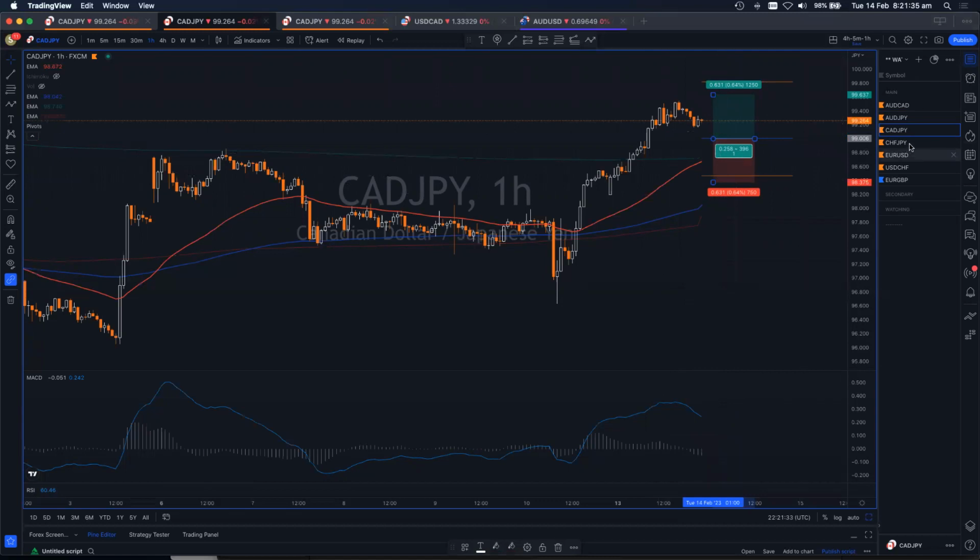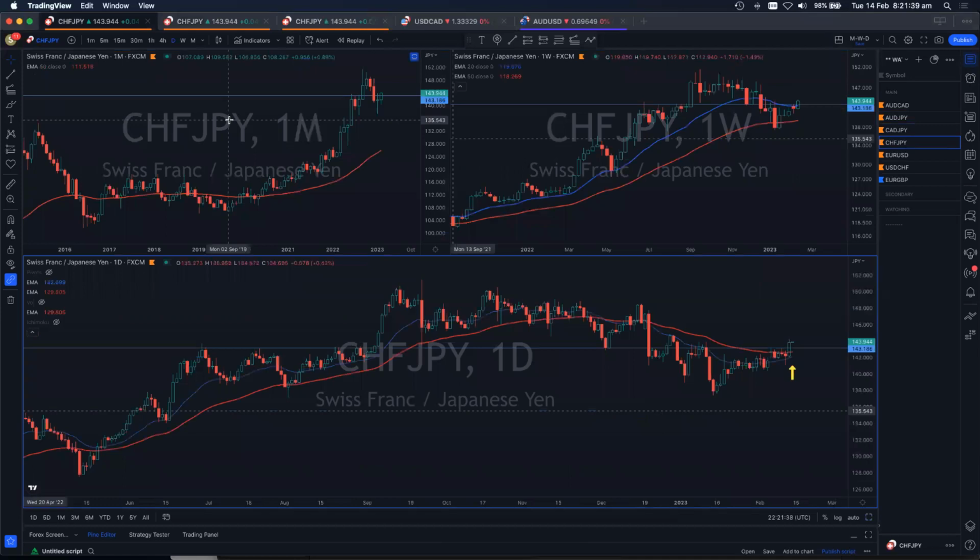And the other yen pair is Swiss yen. Swiss had some news yesterday. It wasn't really that much. We didn't move it too much.